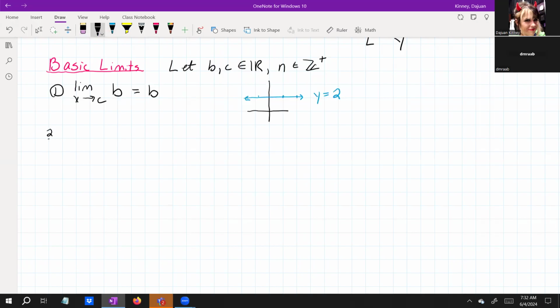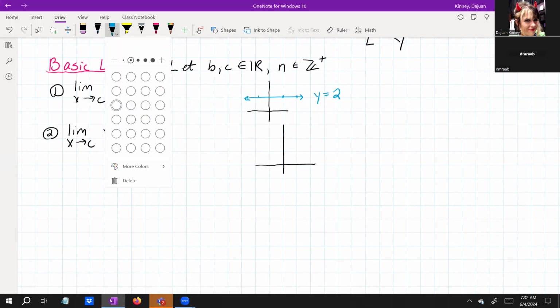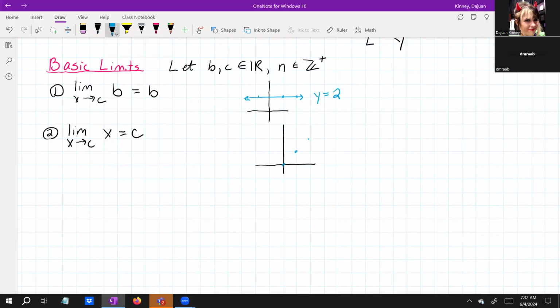The limit as x approaches c of x equals c. So we'll get more into this as we go, but you plug in your value if you have a nice polynomial like this. So if your x is always y, like they're the same, it's our regular line, our standard line. Then they're always the same.